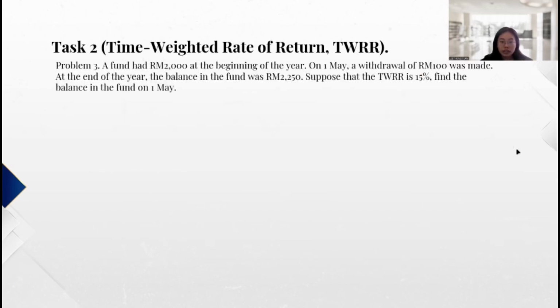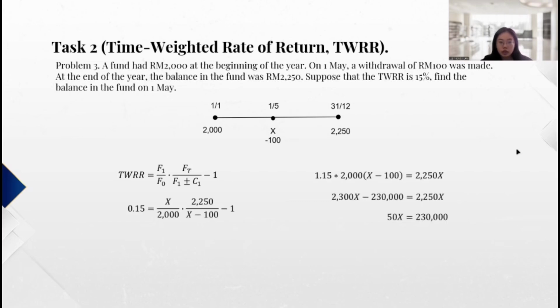Problem 3, and here's the scenario. Our goal is to find the balance in the fund on May 1st. Looking at the TWRR formula, we have two sub-periods. From the beginning of the year to May 1st, the balance goes from 2,000 ringgit to X. From May 1st to the end of the year, the balance after the withdrawal is X minus 100, and it grows to 2,250 ringgit by the end of the year. Now we can plug this into the TWRR formula and solve for X. Eventually, we will get X equals 4,600 ringgit.